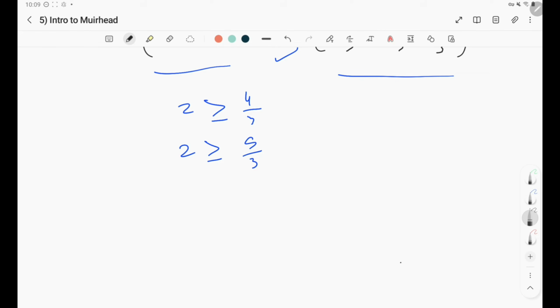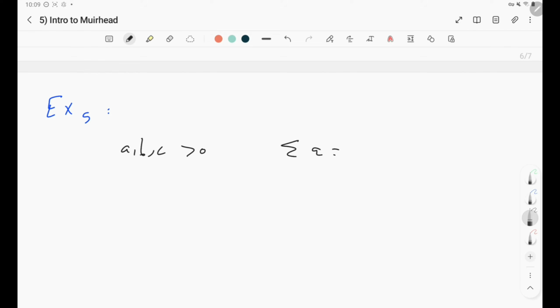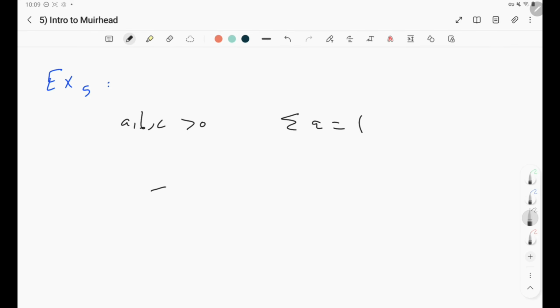Okay, now we'll be just solving the last example. Alright, example 5. Now we have also 3 positive numbers. We have sigma A is 1, and we need to show sigma 1 over A minus 3 is less than or equal to 2 times sigma A cube over ABC.